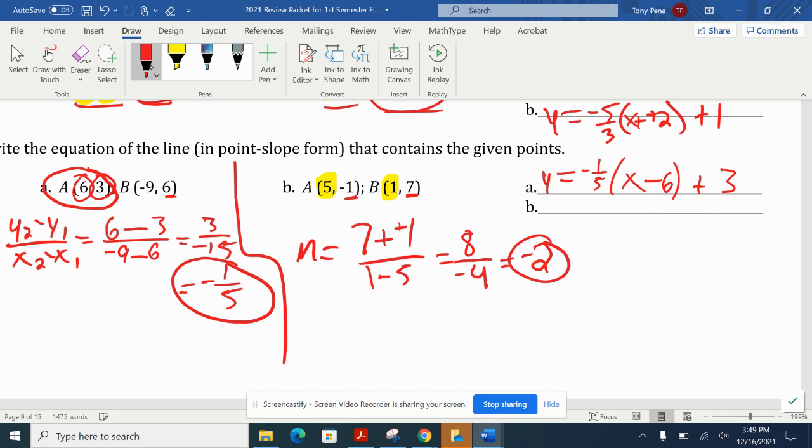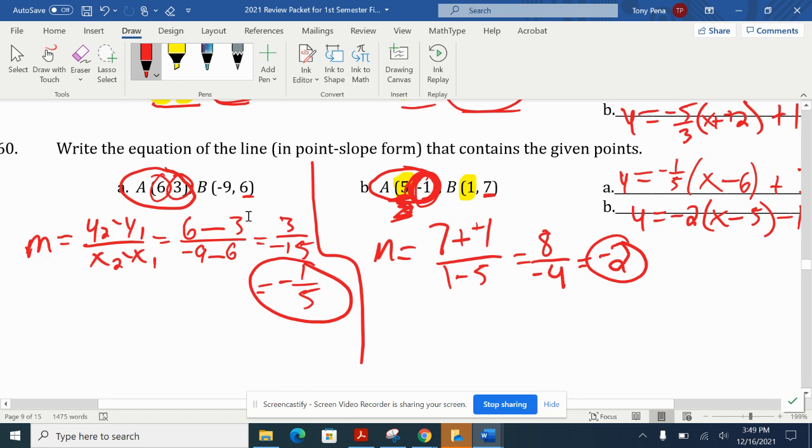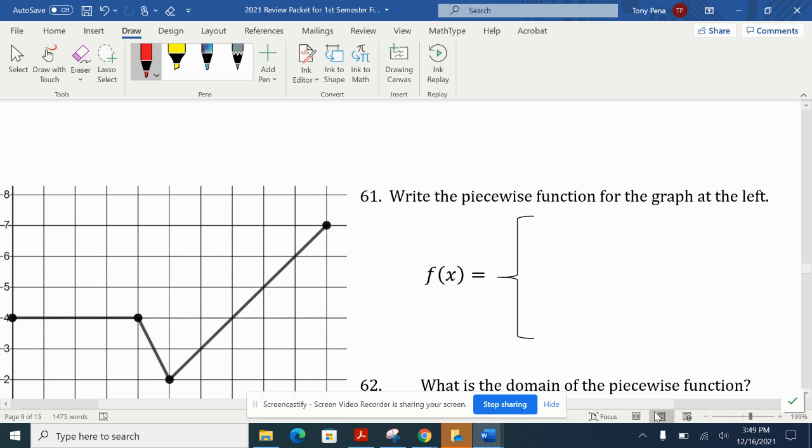I'm going to use that slope. I'm again going to use this first point. So my equation becomes y equals -2. And then I would do x minus the x coordinate on my point, which is this 5 right here. And then the y coordinate is this -1. So then I just subtract 1. Those we should be pretty good at. We've been doing that now for the last few weeks with all this piecewise stuff and absolute value. So hopefully we've got a handle on that.